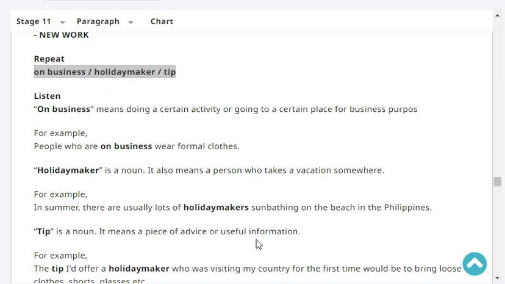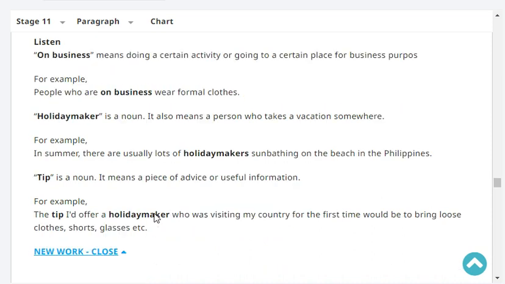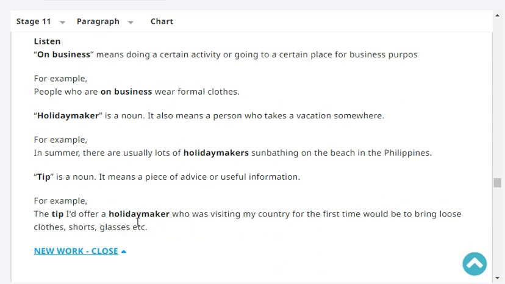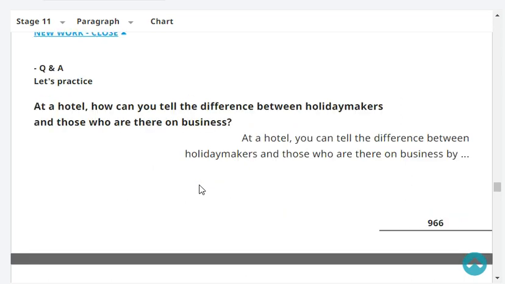Tip is a noun. It means a piece of advice or useful information. For example, the tip I'd offer a holiday maker who was visiting my country for the first time would be to bring loose clothes, shorts, glasses, etc. for the hotness of the atmosphere. Okay, so let's practice.